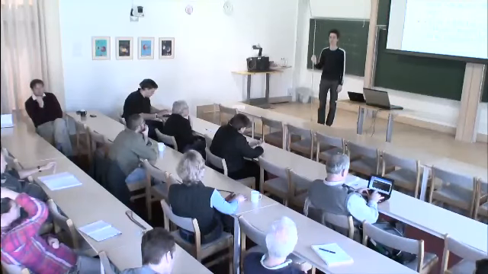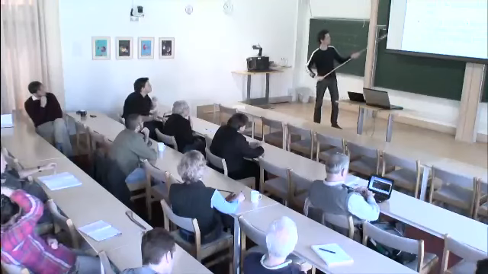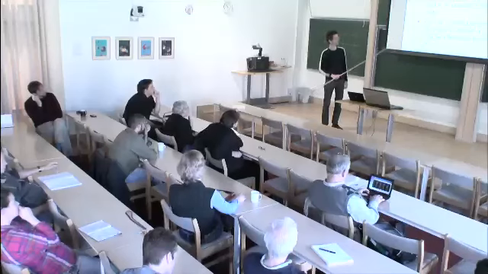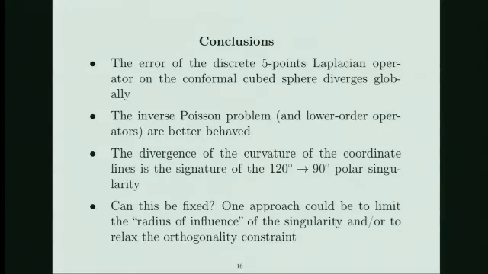Just something to be aware of if you try to use this grid. But the important question is, can you fix the grid? There have been variants of the conformal cube sphere proposed to avoid the convergence problem, which is very much linked to that, of course. So you could think of approaches to do that.